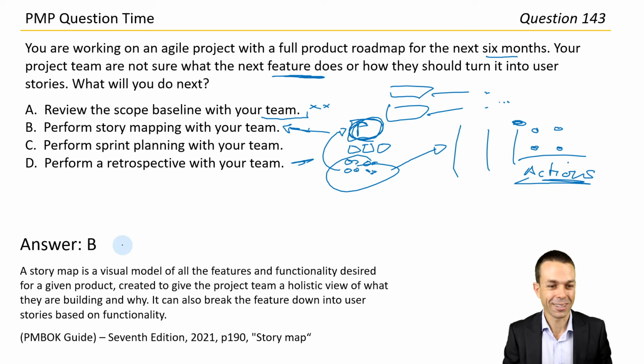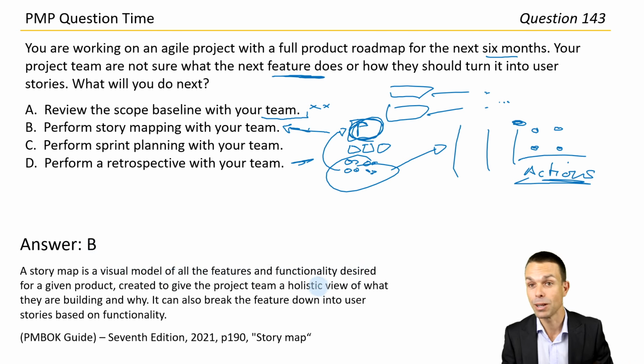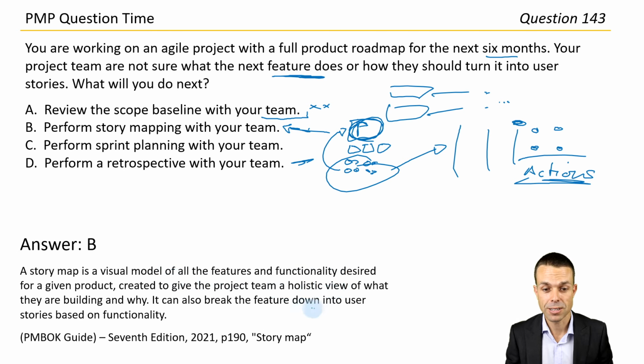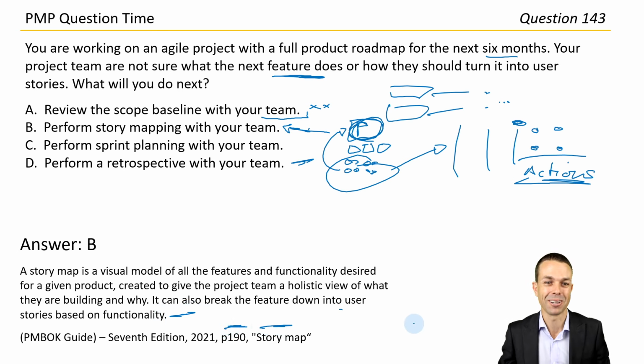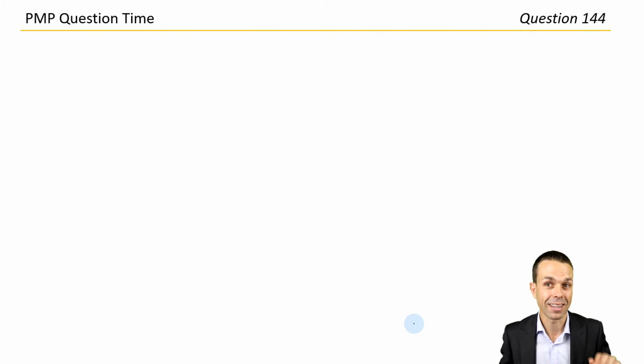All right, wonderful work. A story map is a visual model of all of the features and functionality desired for a given product, created to give the project team a holistic view of what they're building and why. It can also break the feature down into user stories based on functionality. Page 190 under Story Map in the PMBOK Guide, 7th edition. Excellent work, guys. How did you go with that one? That was pretty good. We're really getting into those artifacts, so that's really good stuff. And we're getting through these questions really well.